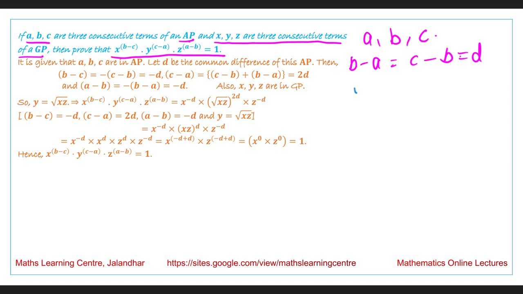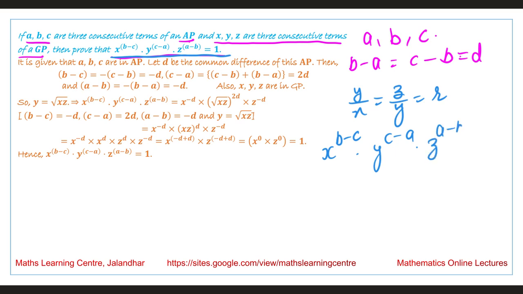So from this we obtain that Y over X is equal to Z over Y, that is equal to R. Now we have to prove this result. We are talking about X raised to the power B minus C into Y raised to the power C minus A into Z raised to the power A minus B. We want to calculate the value of this term.